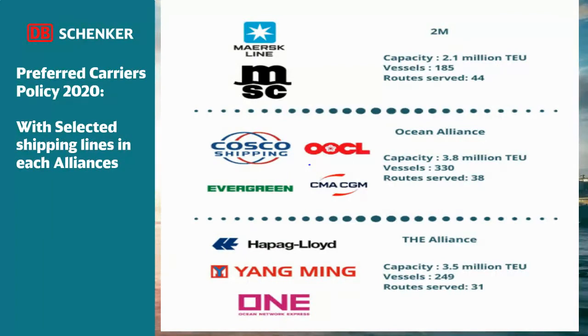The second alliance they call the Ocean Alliance, with COSCO, OOCL, Evergreen, and CMA. And the last is THE Alliance. So they have Hapag-Lloyd, Yang Ming, and ONE, which is a combination of 3 shipping lines before: NYK, Mitsui, and K-Line. Maybe if you follow this information, you will have heard about this merging. So Schenker, of course, has cooperation with at least one member in each of those alliances, and by that way we can provide service for all the routes in the world to customers.